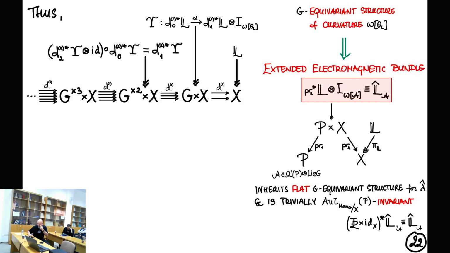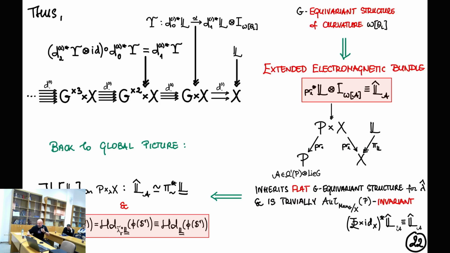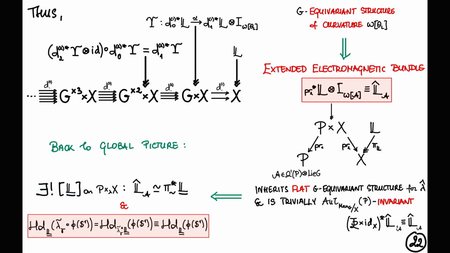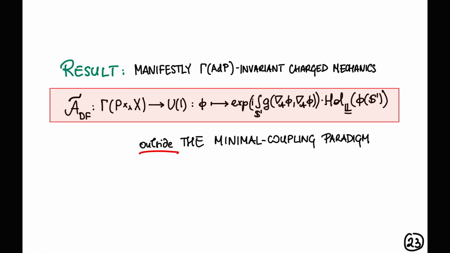Aha! But that means that I now have a unique bundle associated to my minimally extended electromagnetic bundle on P times X. I have a unique bundle on the associated bundle of the gauged model for the point-like particle on P x lambda x. I just take that bundle, uniquely determined by the minimally extended electromagnetic bundle, and pull it back by what? By the matter field, by the global section of the associated bundle, and I'm done. And so here's the result.